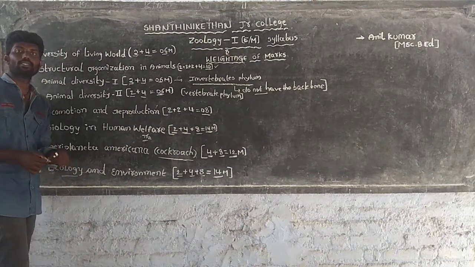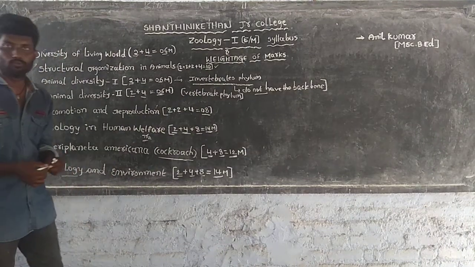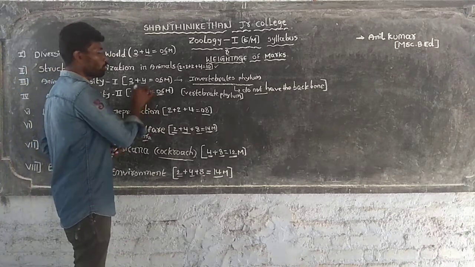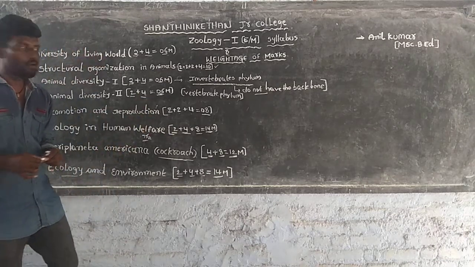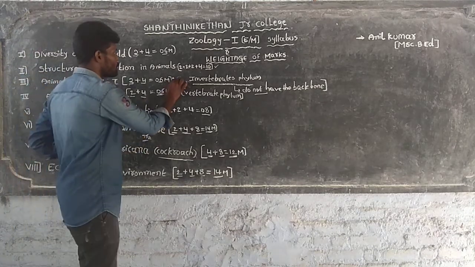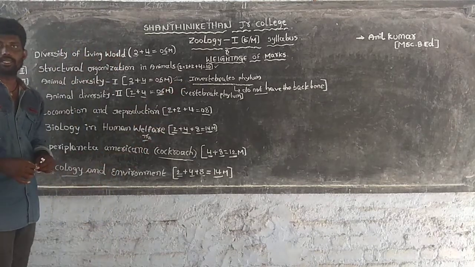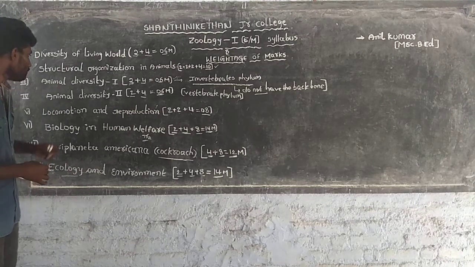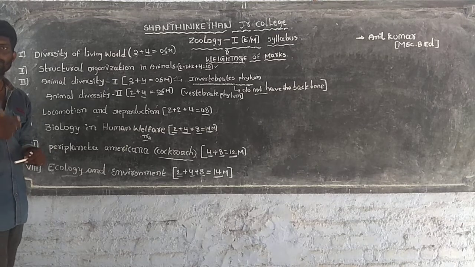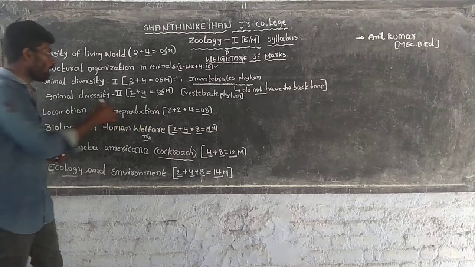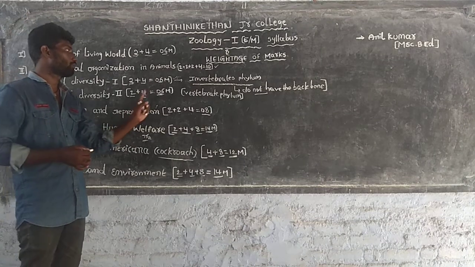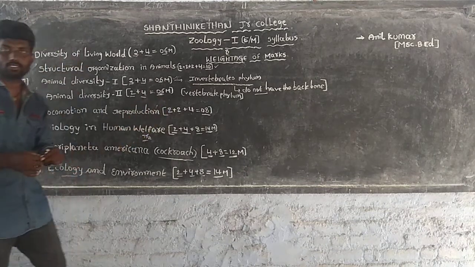And the third lesson name is Animal Diversity 1. In this chapter, the total questions asked are 2 questions: 1 2 marks question and 1 4 marks question. The total weightage of the unit is 6 marks. And the fourth lesson name is Animal Diversity 2. In this chapter, the total questions asked are 1 2 marks question and 1 4 marks question. The total weightage of the unit is 6 marks.